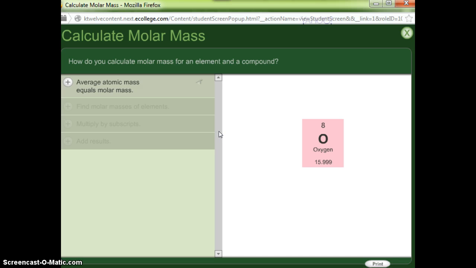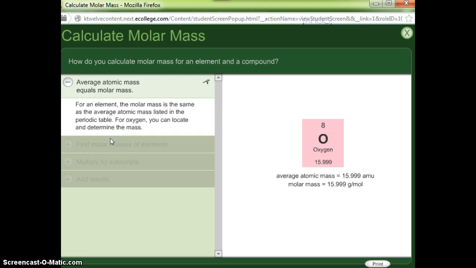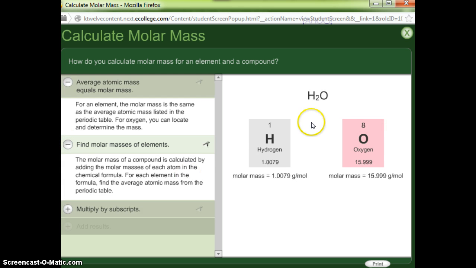All right, so how do you calculate the molar mass? What's my molar mass of oxygen? 15.999. And that's also the atomic mass or the mass number. Now if I'm doing water, H2O, I need to find both of them. Hydrogen is 1.0079. Oxygen is 15.999. And then I look, how many hydrogens do I have? Well, I have 2 of them, so I'm going to have to multiply this by 2.